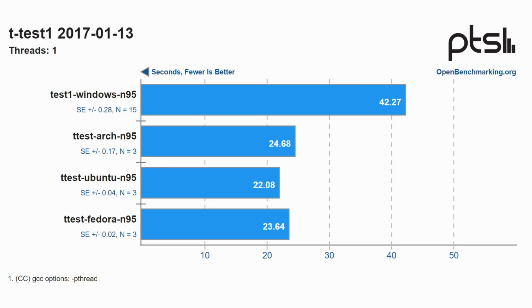So the next test I ran was called T-Test 1. This is a basic memory allocator benchmark. This test is in seconds, so the fewer the better, and the best performer was Ubuntu, followed up by Fedora, and then closely behind that was Arch, and then finally Windows at 42 seconds, just under double the speed difference.